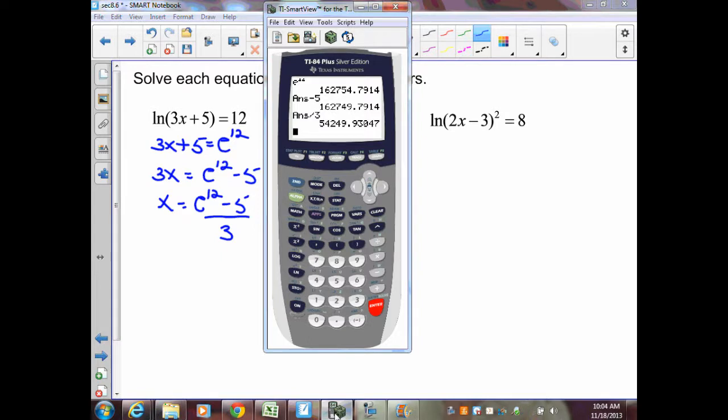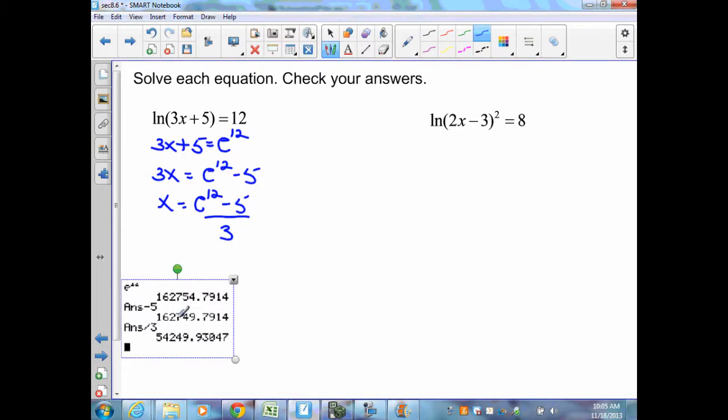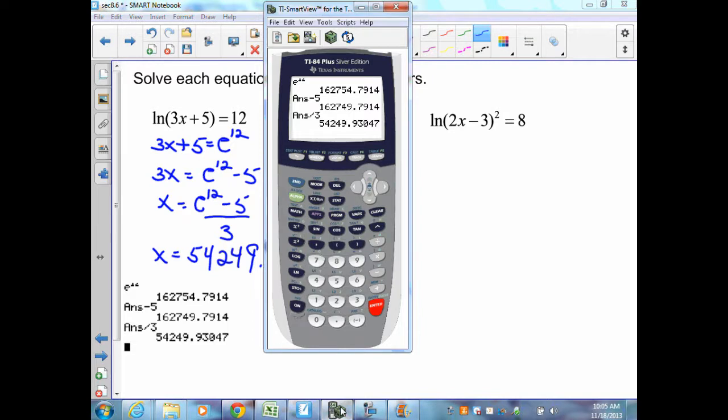I can plug that value into a calculator. I have e to the 12th. I get an answer, subtract 5, and then divide that solution by 3, and I get a value of x equal to 54,249.9305. Now, I want to plug that back into my equation to make sure that solution works out. So I'm going to have 3 times 54,249.9305.